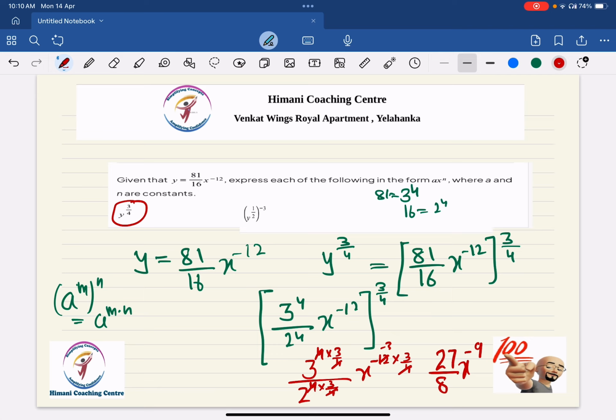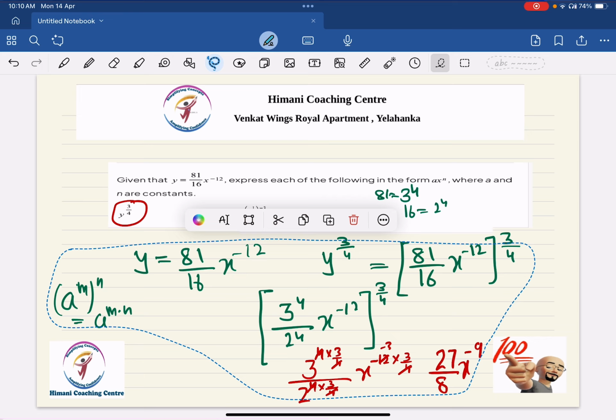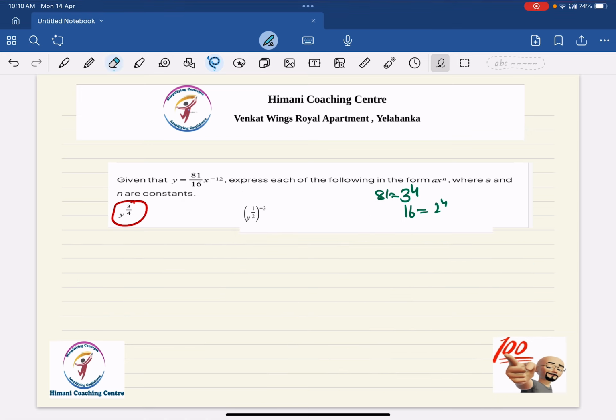Okay, now let us look at the other question, which is y to the power half and whole to the power minus 3. So let me erase this. You can see the recording. You can rewind and see it. Let me erase this and let us go to this particular question.